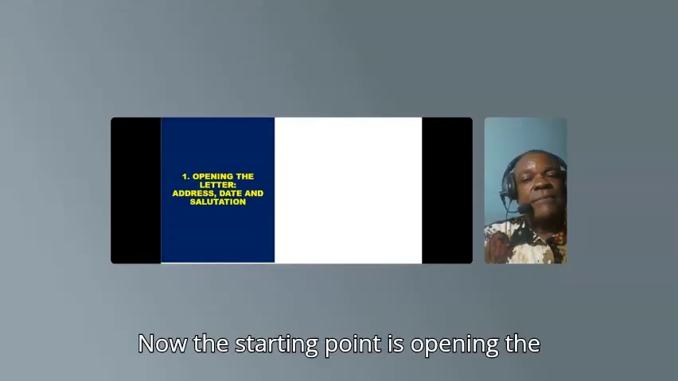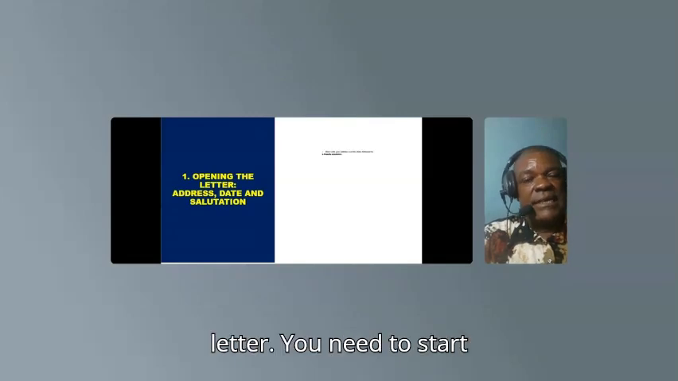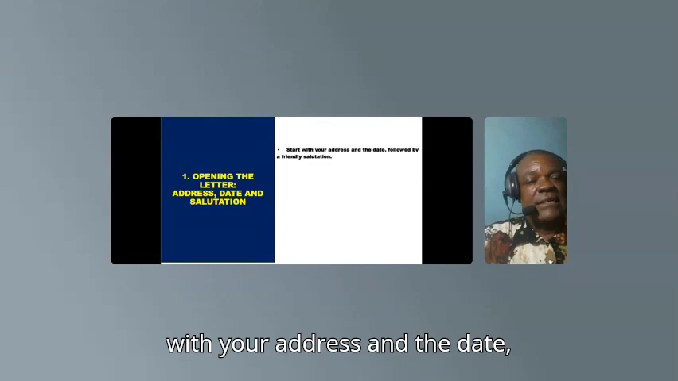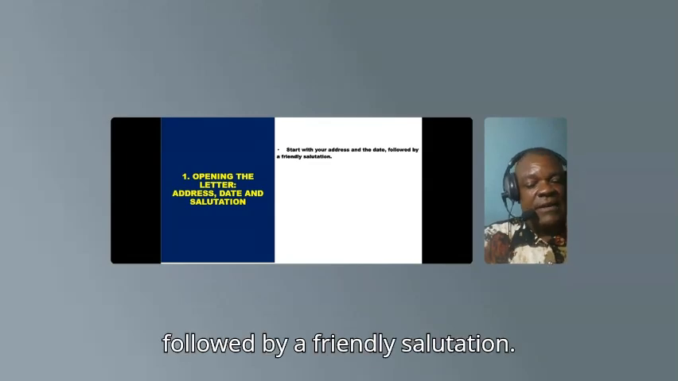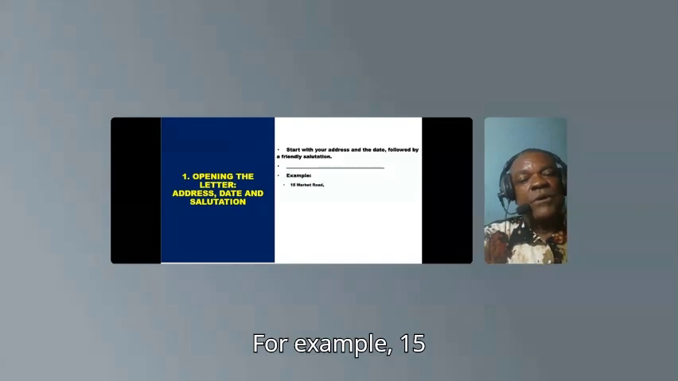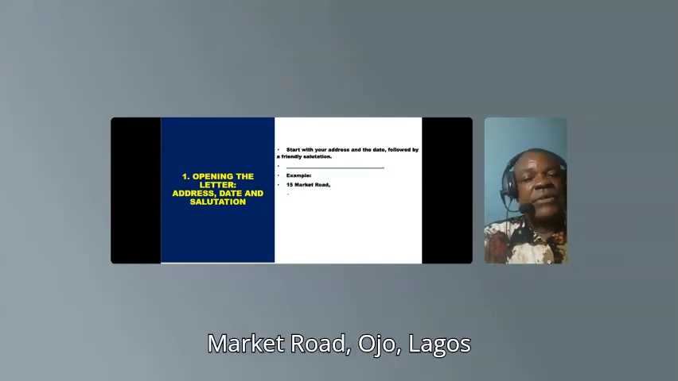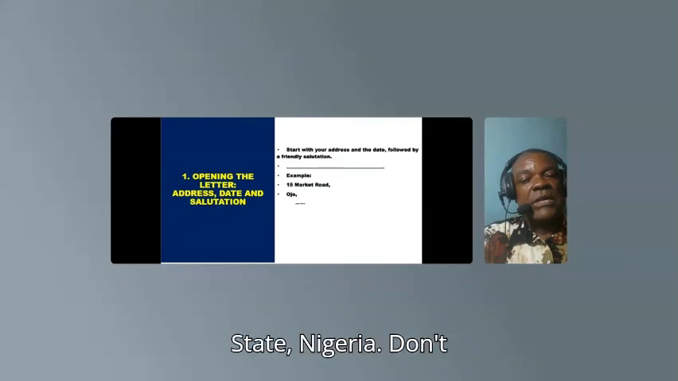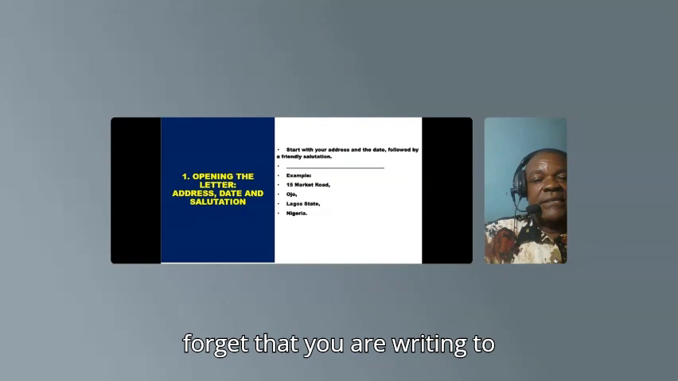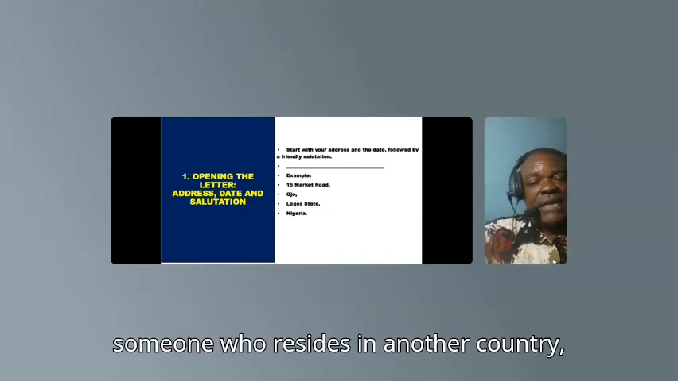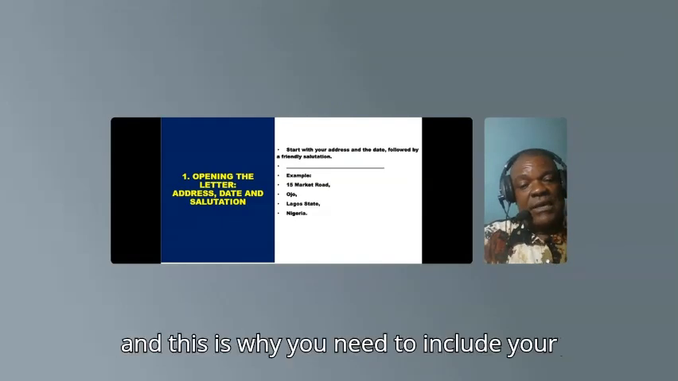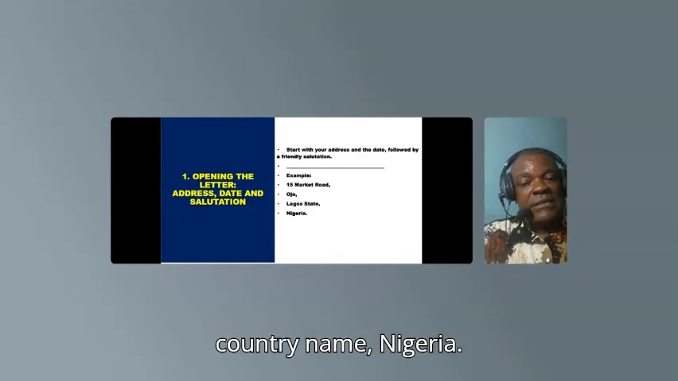Now, the starting point is opening the letter. You need to start with your address and the date, followed by a friendly salutation. For example, 15 Market Road, Ojo, Lagos State, Nigeria. Don't forget that you are writing to someone who resides in another country, and this is why you need to include your country name, Nigeria.